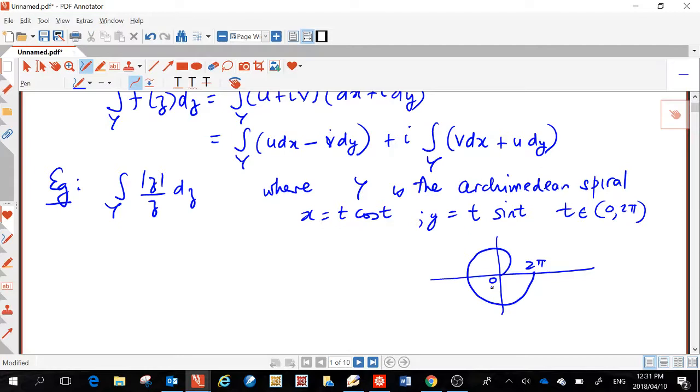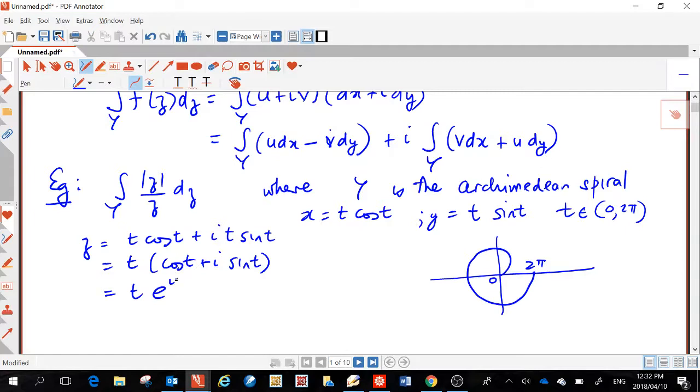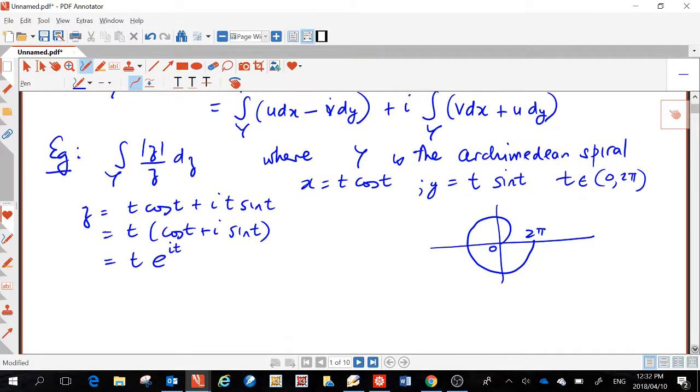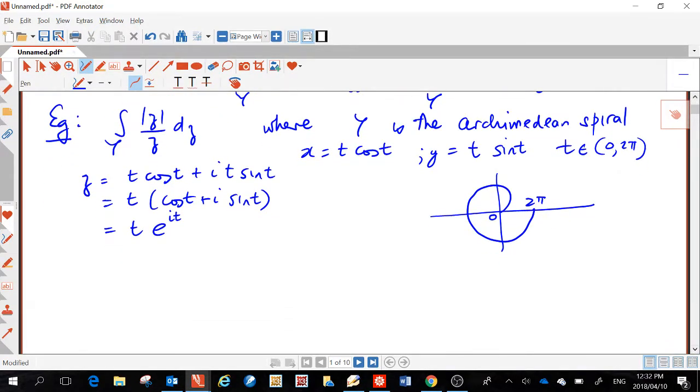So we must now calculate the integral. So we use a parameterization. So z here is t cos t plus i t sin t. That's like t times cos t plus i sin t, or it's t e to the i t. Cos t plus i sin t is e to the i t. That's Euler's formula.